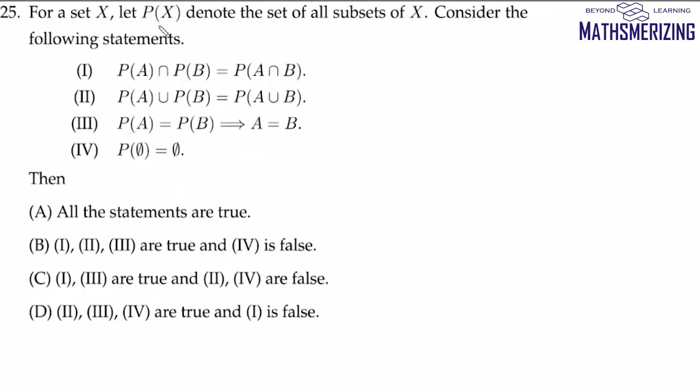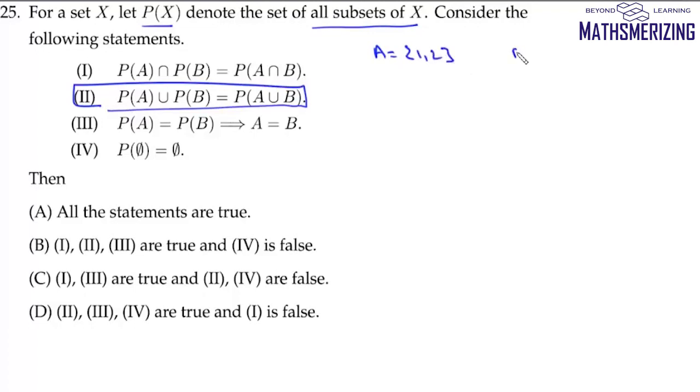Now here the question is, for any set X, let P(X) denote the set of all subsets of X. Then consider the following statements. P(A) intersection P(B) is equal to P(A intersection B). P(A) union P(B) is equal to P(A union B). P(A) equals P(B) implies A equals B, and P(phi) is equal to phi. Now if we look at the second statement, then we know that this is obviously incorrect, and we can show it by taking a simple counter example.